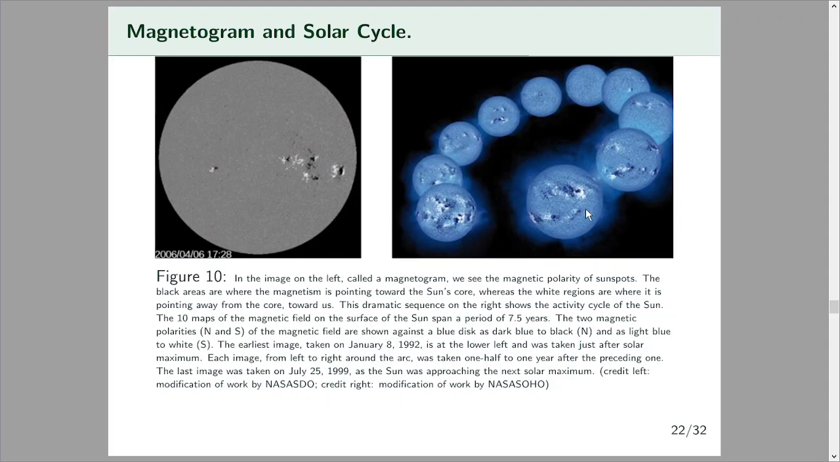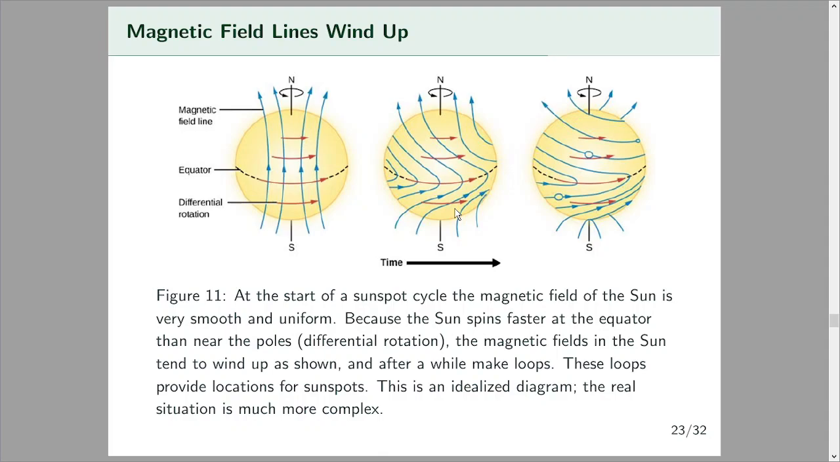The sunspot cycle is 11 years, but this is a 7.5-year set of pictures of magnetic fields on the sun. You can see we go from a lot to a little, and then increasing numbers again. And so the sunspot cycle, as it turned out, is correlated with magnetic field activity in the sun.